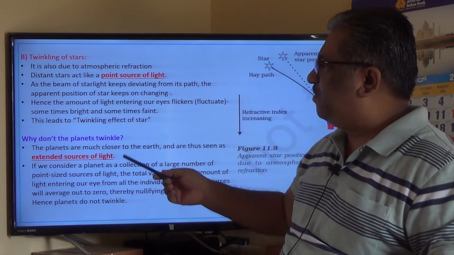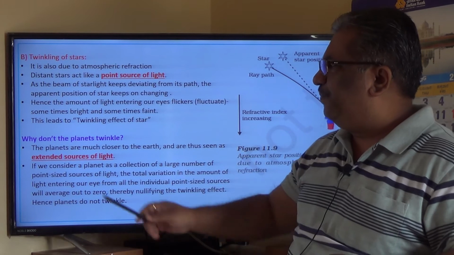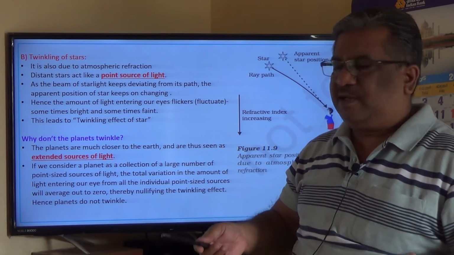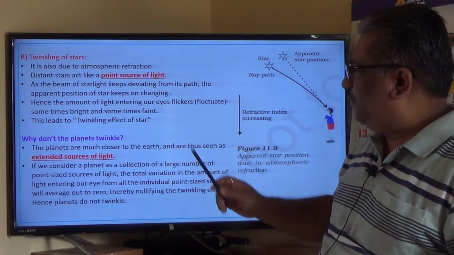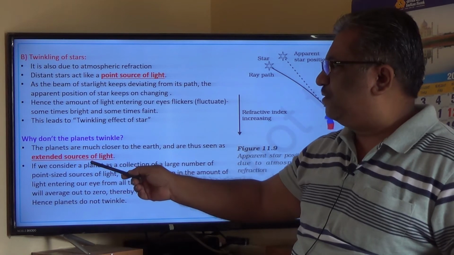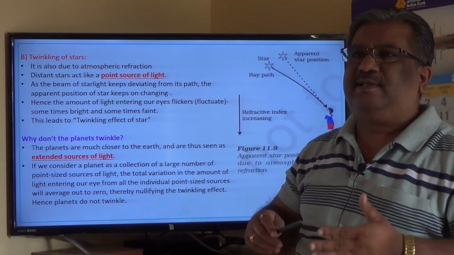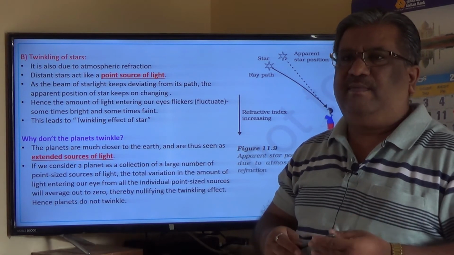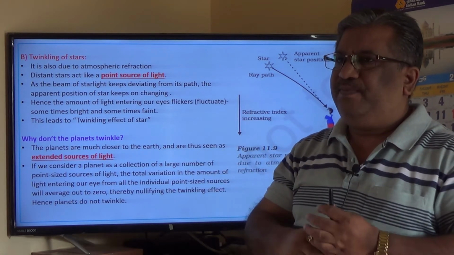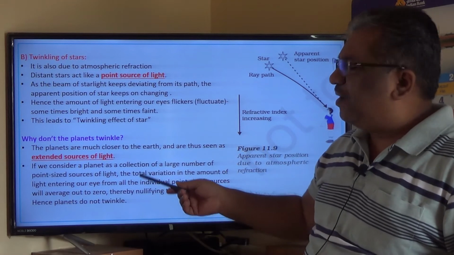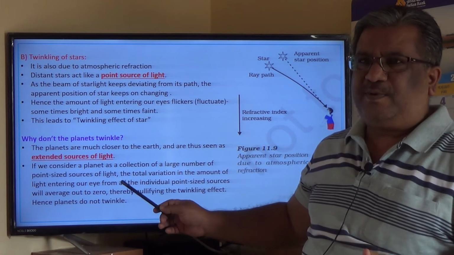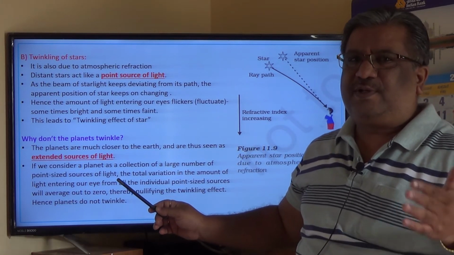Why don't planets twinkle? Important. The planets are much closer to Earth's atmosphere, and are thus seen as extended sources of light. Planets are considered to be extended sources of light, meaning a collection of point sources of light. In that case, what happens? Let us see the textbook explanation. Very important. How the textbook has written is most important over here.